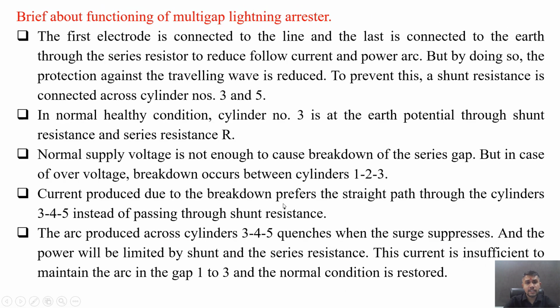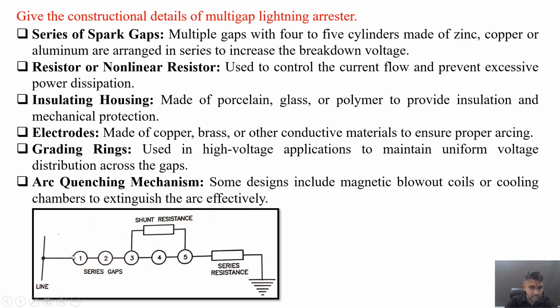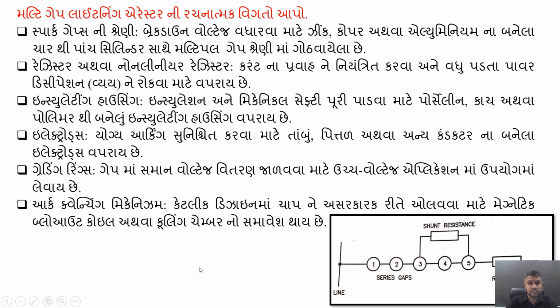So in normal healthy condition, cylinder number 3 is at the earth potential through shunt resistance and series resistance R. Normal supply voltage is not enough to cause breakdown of the series gap, but in case of over voltage, breakdown occurs between cylinder 1 to 3. Current produced due to the breakdown prefers the straight path through cylinders 3, 4 and 5 instead of passing through the shunt resistance, because it offers a low resistance path to the arc. So current flows in this direction from line to earth with the help of this series resistance.